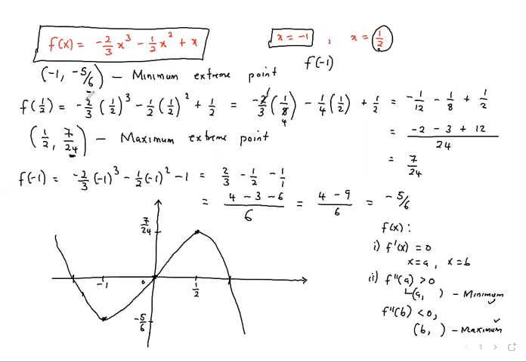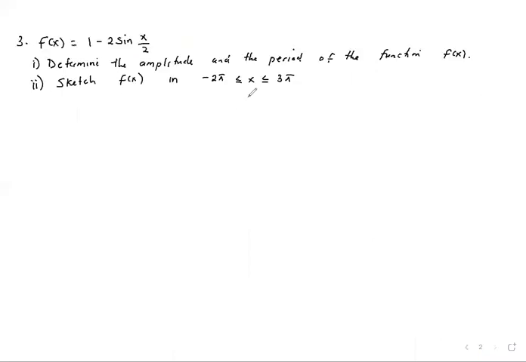And three, find all solutions to the equation f of x is equal to 2 in the interval 0 less than or equal to x less than or equal to 3 pi.